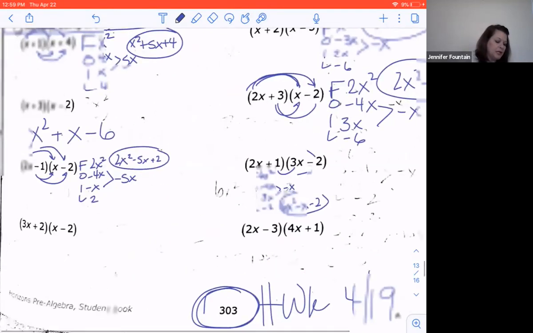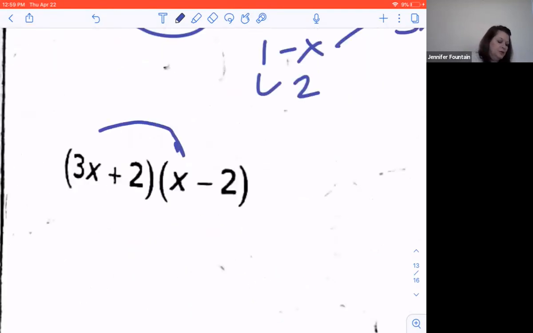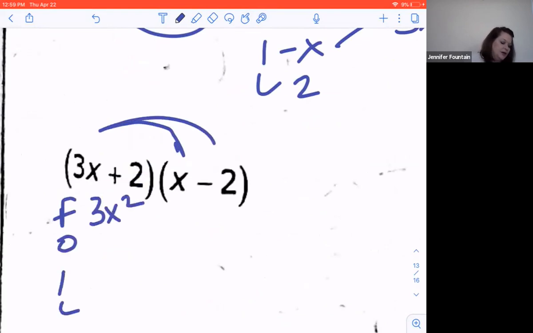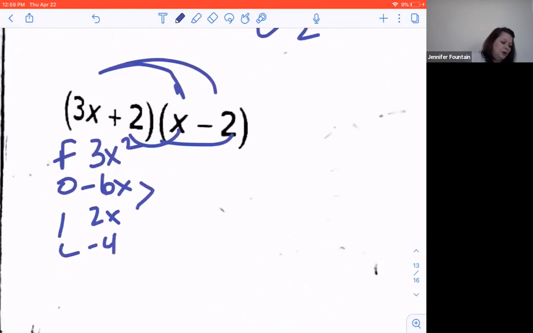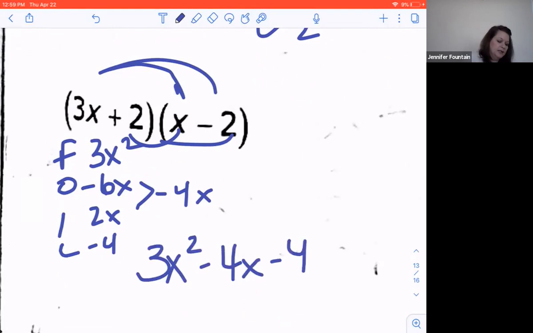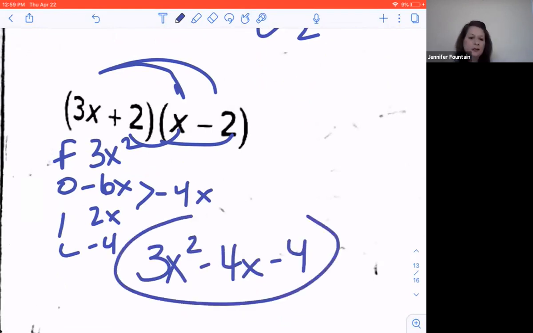And then the last one's 3x times x, 3x squared. 3x times -2 is -6x. 2 times x is +2x. And 2 times -2 is -4. My middle two combined, that's going to be -4x. So 3x squared minus 4x minus 4 is my answer on that one.